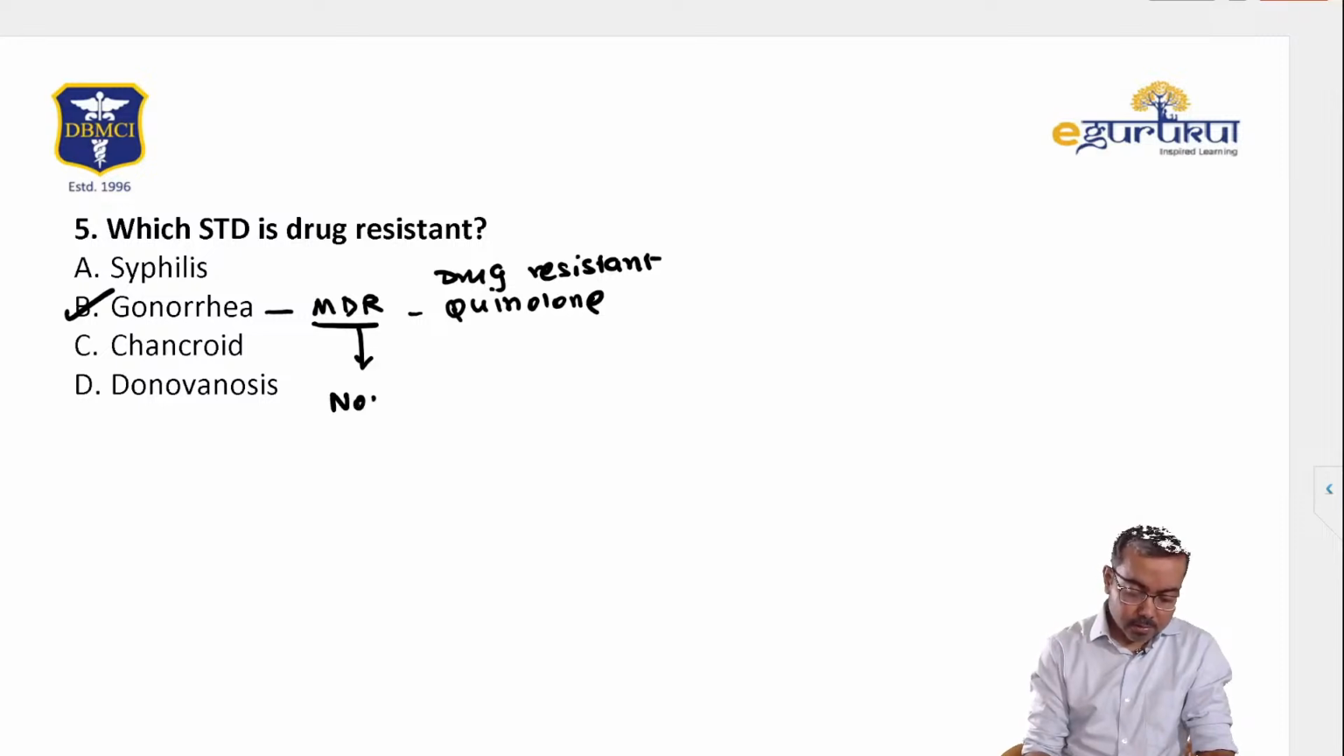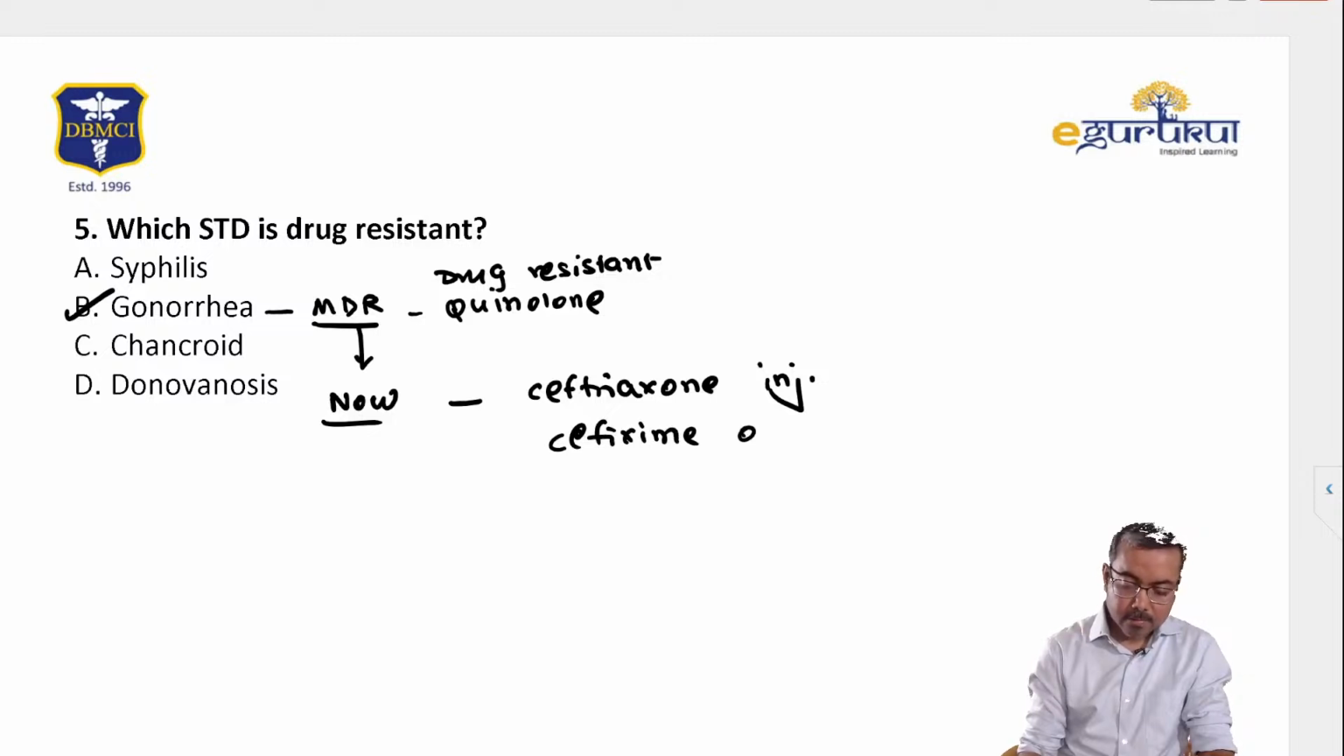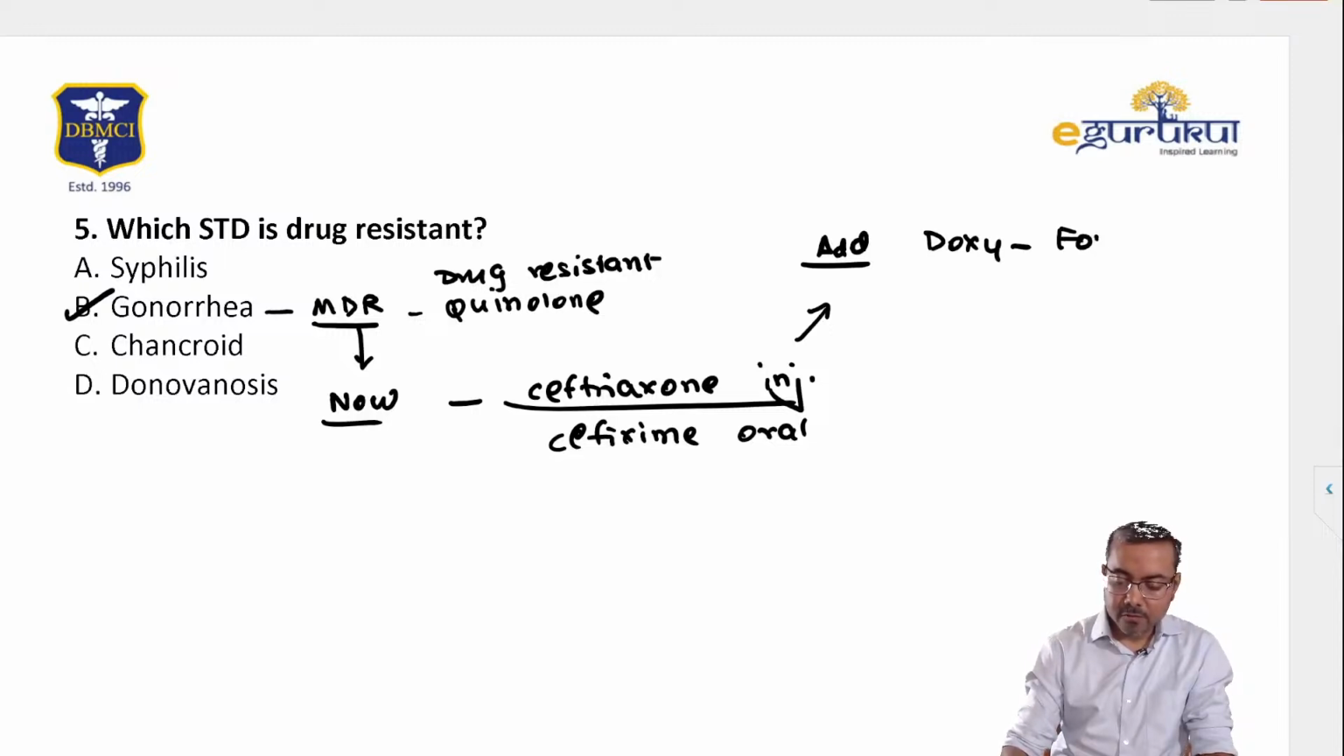Now, the present guidelines ask you to give ceftriaxone, injectable, or cefixime, oral. This is the usual treatment for gonorrhea. We usually add doxycycline for co-infection with chlamydia. Co-infection usually happens.